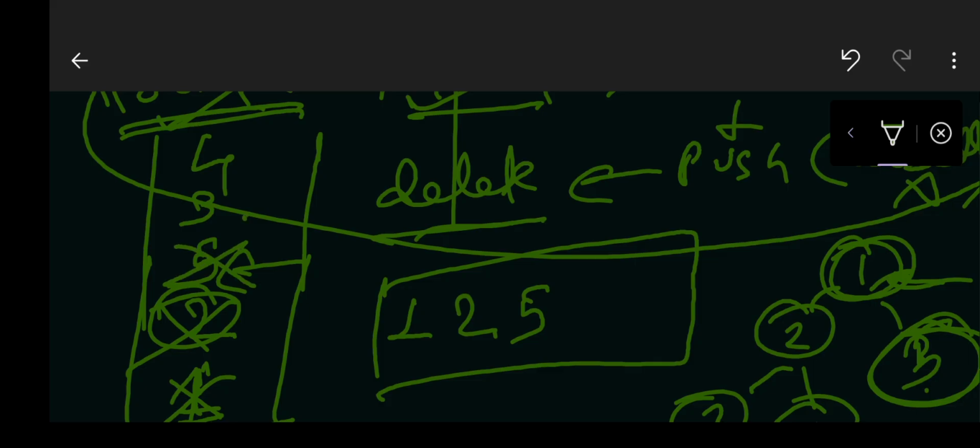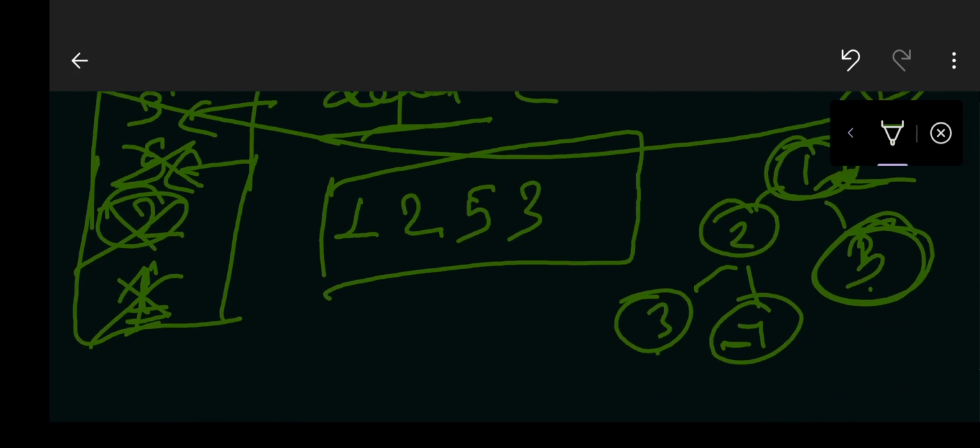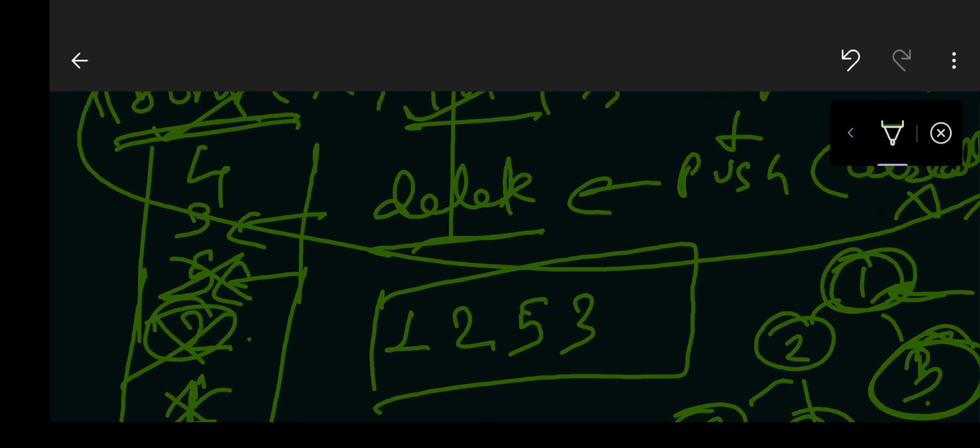Now you go to the other frontmost element. You say, hey 3, I'm going to print you and tell me who your neighbors are. So the neighbor of 3 is 2. You go and ask 2, hey 2, are you already in the queue? It says yes bro, I'm already in the queue. So you don't push 2, and you delete 3.